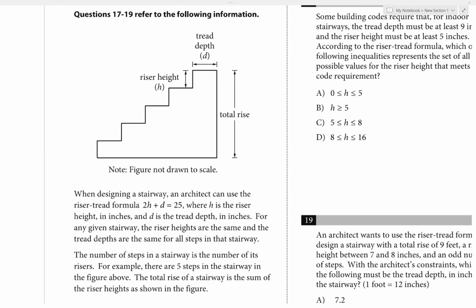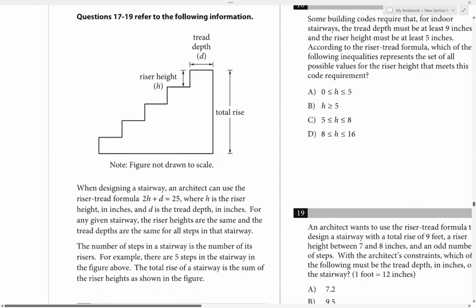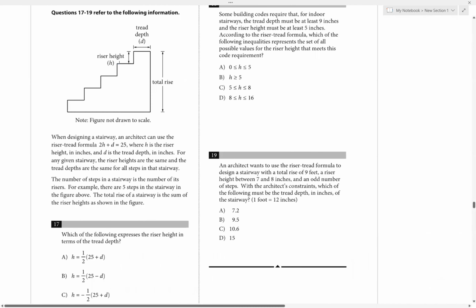Okay, so pretty much we're trying to design a little staircase here, right? So we have the total rise, right, which is the total for all the risers. Each individual step here, the height will be the riser height, right? And the tread depth will be the horizontal distance going across. Okay, so what we have here is number 17.